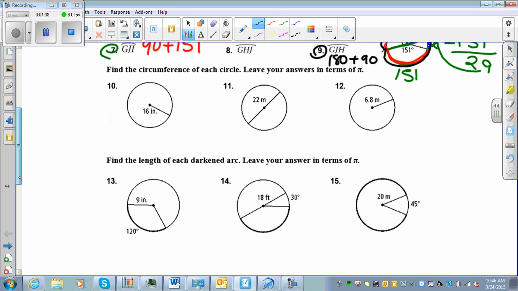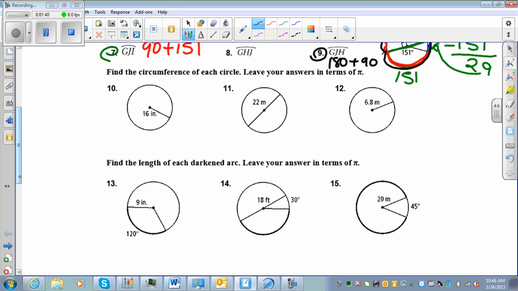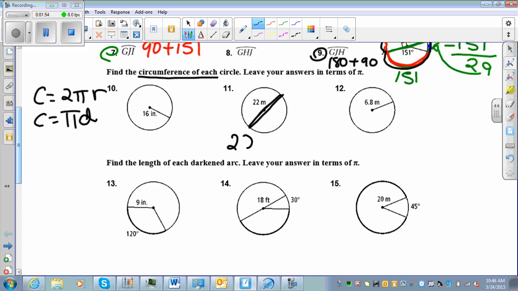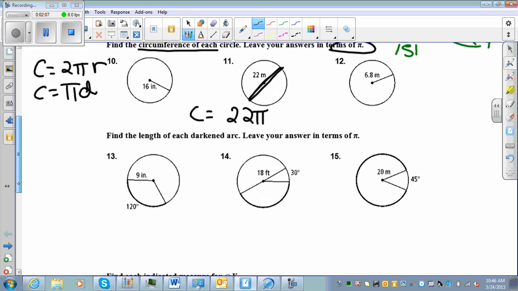For number 11, the question is find the circumference of each circle. So C is 2 pi r, or C is pi d. D represents the diameter. In this case, 11 is given, the whole thing is given to be the diameter. So C would be 22 pi. And since the question is asking you to leave your answers in terms of pi, that's what you guys have to do. Just leave it in terms of pi.